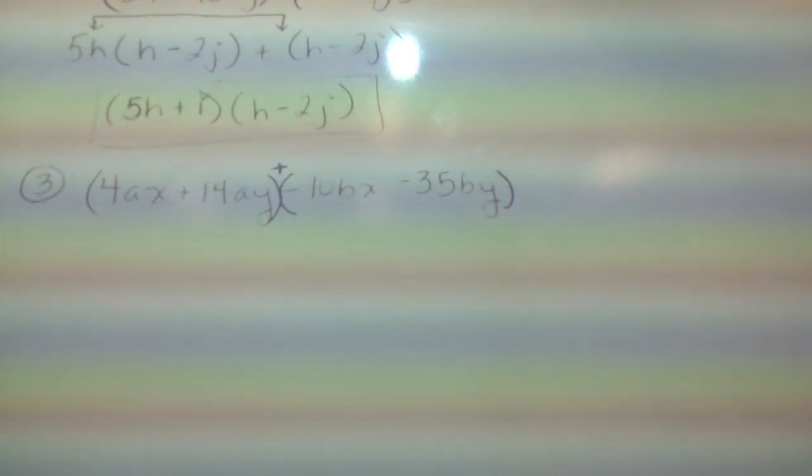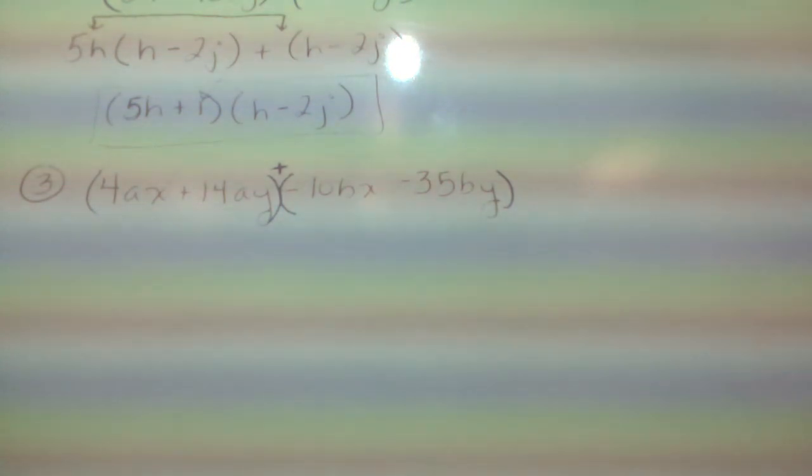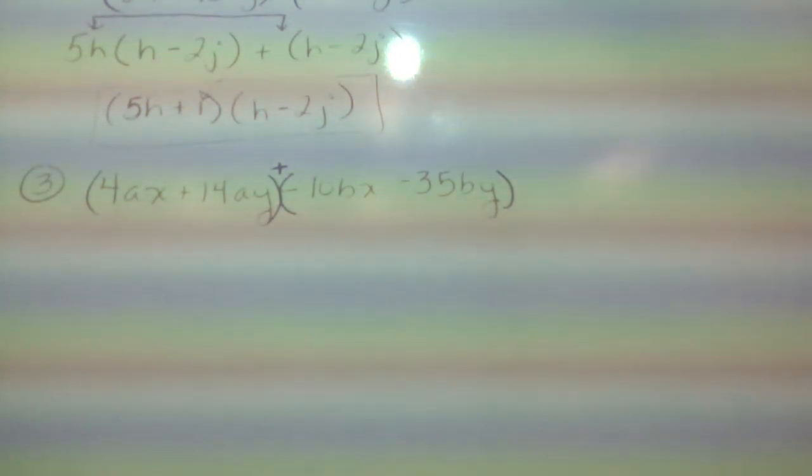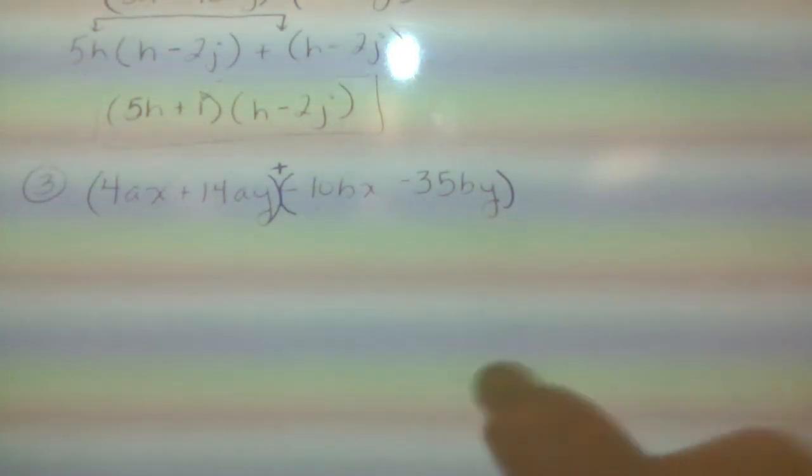If we take a look at the first parentheses, let's take out a 2a. That's the GCF in the first parentheses. I'm left with 2x plus 7y.